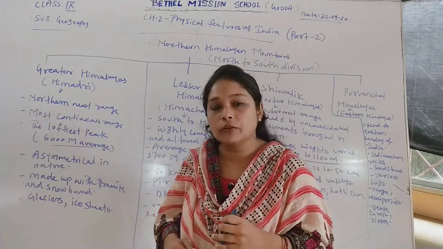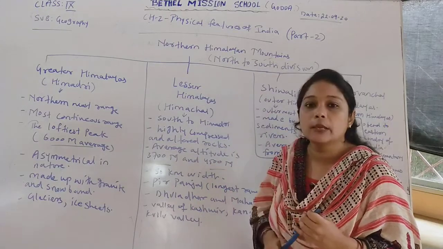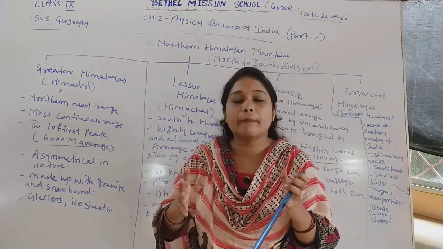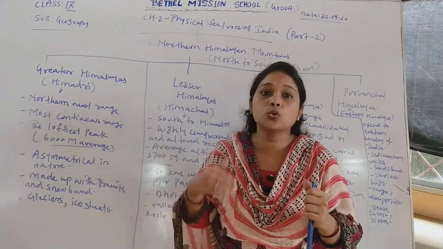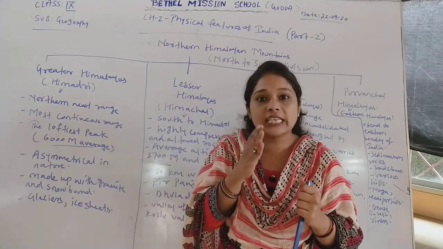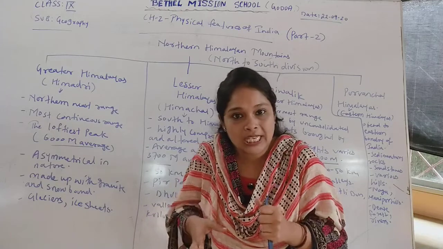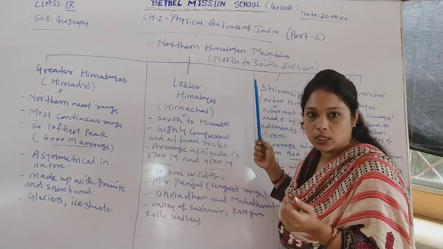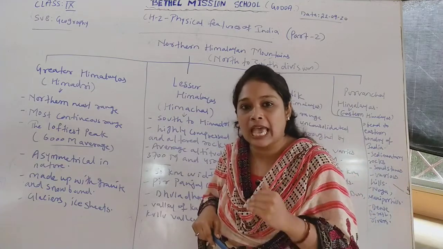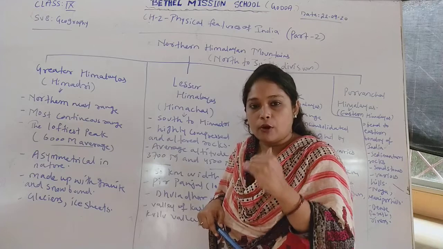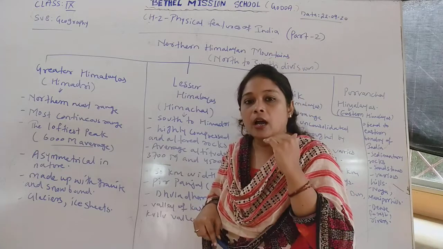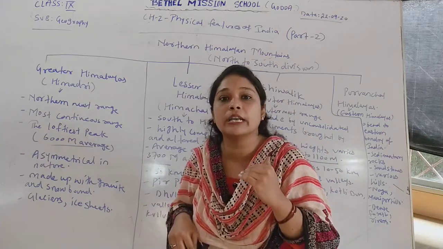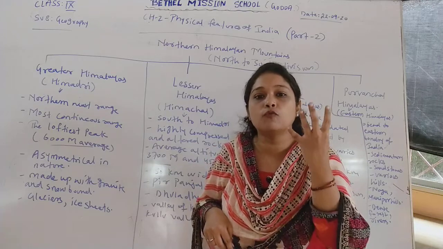Now in this session, we will see that the northern Himalayan mountains have 2 classifications, or can be divided in 2 ways. From north to south there is one division, and from east to west there is another. In today's session, we are going to see the north to south division. North to south division means that as height decreases, from highest to lowest, the Himalayan mountains are divided from north to south into 4 parts.